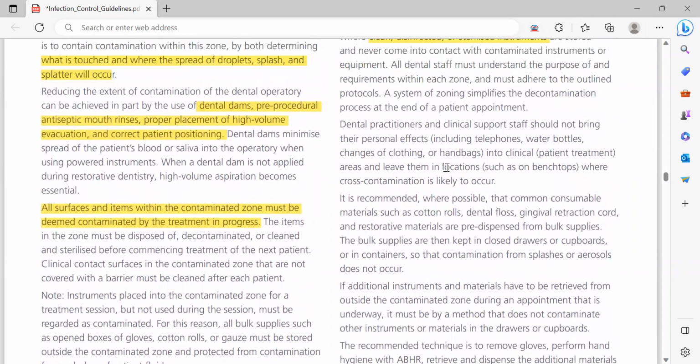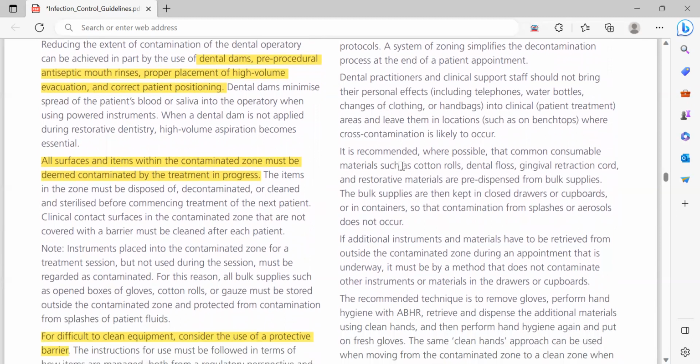So this is the same thing that is repeated again and again, that you should be aware of the clean and the contaminated zone and dispense only the required amount of material, because whatever you keep in the contaminated zone during the patient's appointment, the whole of the material would become contaminated.